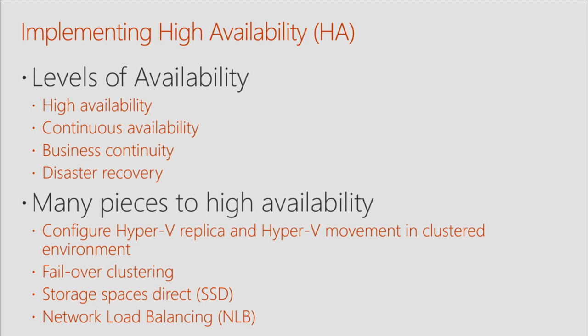So, we're looking at things like high availability. That just means it's not going to fail. Continuous availability is a little bit higher. Business continuity, disaster recovery. Understand all these terms and what they mean in the question. High availability is not something you can just switch on. We're going to be looking at failover clustering. That's a number of physical nodes. We're going to be looking at replica and movement of those virtual machines for disaster recovery.